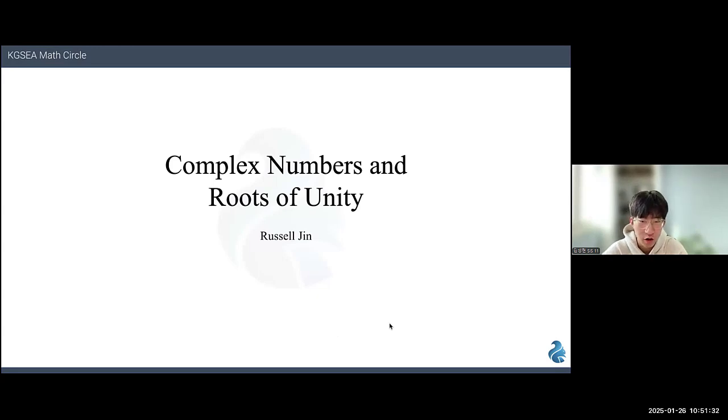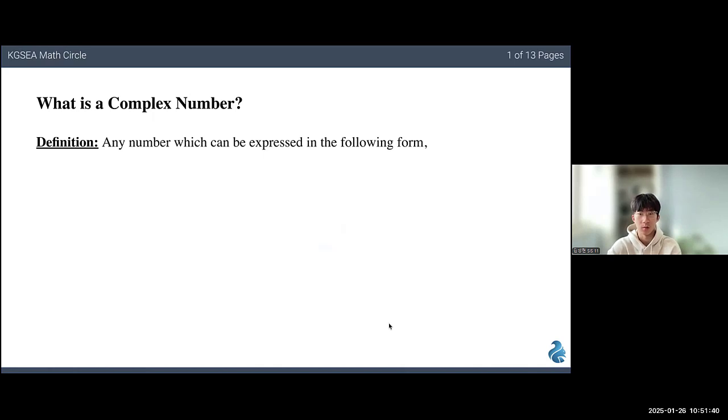Today, we'll be going over complex numbers and more specifically roots of unity and using them to solve problems. So, first of all, what is a complex number? A complex number is any number that can be expressed in the following form: z equals a plus bi, where i squared is equal to -1.